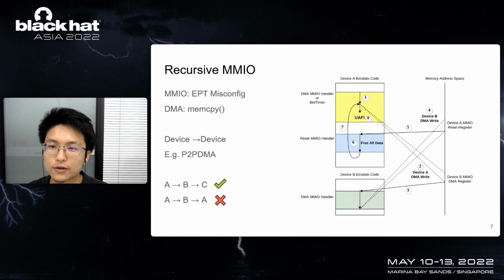This phenomenon occurs as long as it forms a recursion. For example, we can also create an indirect recursion. Device A calls the MMIO handler of device B through DMA, triggers the DMA operation of B, and B will then trigger the MMIO handler of A.